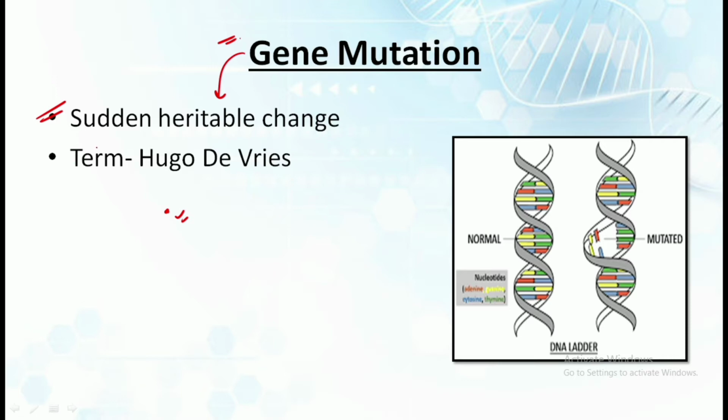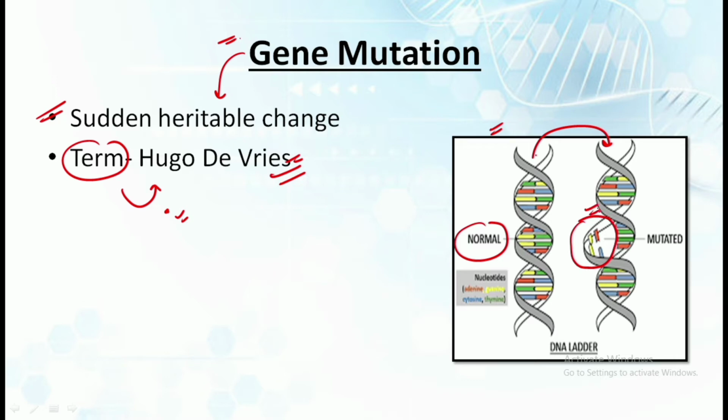And this term gene mutation was given by Hugo de Vries. Make sure you remember this term. You can see in the figure, we have the normal DNA in the initial place, but because of the mutation there occurs a change in the sequence of the DNA, and this is the result of the gene mutations that we will be talking about in this particular lecture.